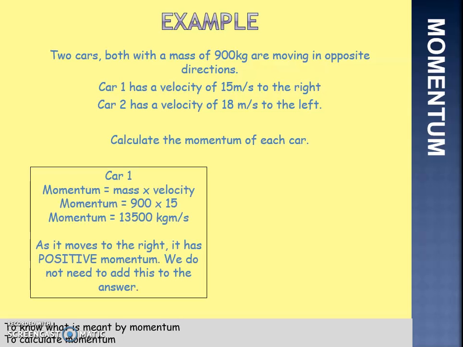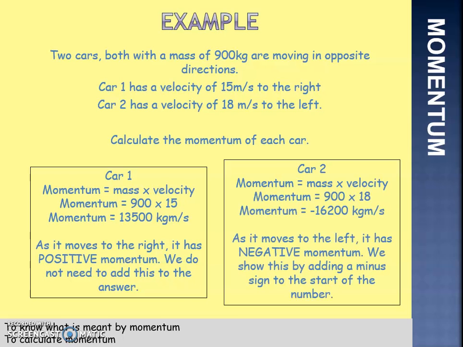So for car 1, momentum is mass times velocity, so that's 900 times 15. I've kept 15 as a positive because it's moving to the right. If it's moving to the right, that's positive in our directions. Giving us momentum of 13,500 kilogram meters per second, and as it's moving to the right, it's got a positive momentum. Now, because values are already positive, we don't need to add that positive sign to the answer. If there's no sign in front of it, we assume it's positive already.